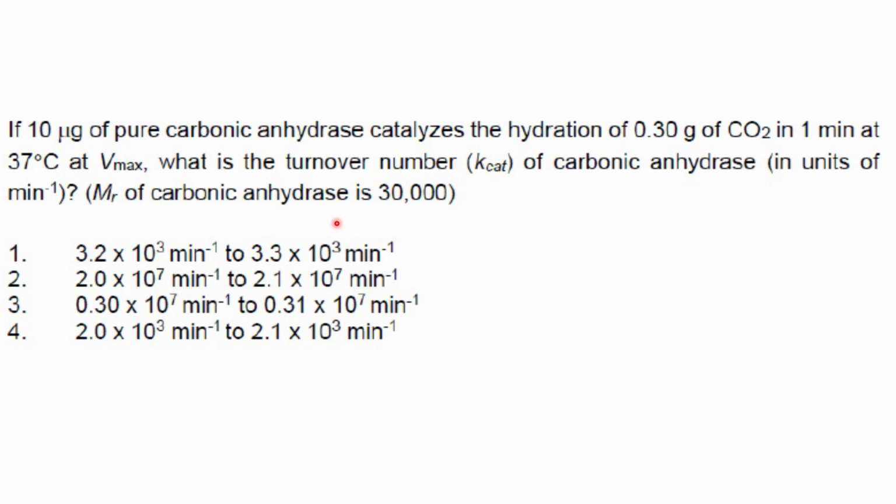Okay, so here you have to calculate the turnover number of carbonic anhydrase. They have given the molecular weight of carbonic anhydrase, how many micrograms are present, and that it catalyzes the hydration of 0.3 gram of carbon dioxide in 1 minute at 37 degrees Celsius. So the mass of carbon dioxide, time, mass of enzyme, and molecular weight of carbonic anhydrase are given. So Kcat is given by the formula: moles of carbon dioxide produced divided by moles of enzyme times time.